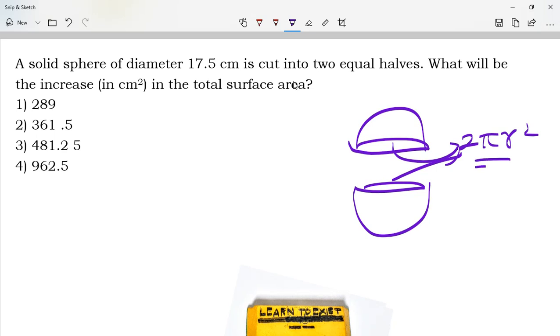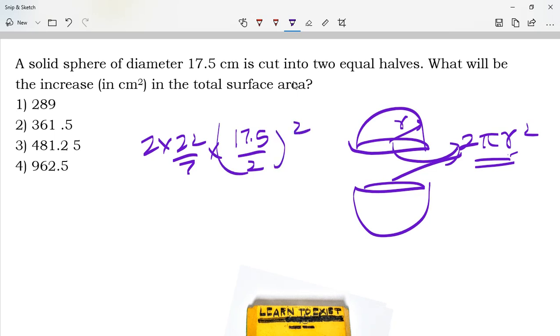we just need to find out the value of this 2 pi r square, and the r will be the radius of the sphere itself. So 2 pi r square, 2 into pi into radius, which will be 17.5 divided by 2, diameter by 2, 17.5 by 2 whole squared. Okay, so this part will be 2 square, 2 square will be 4, so 4 will be cancelled by 2 and 22, and this part will be 11.